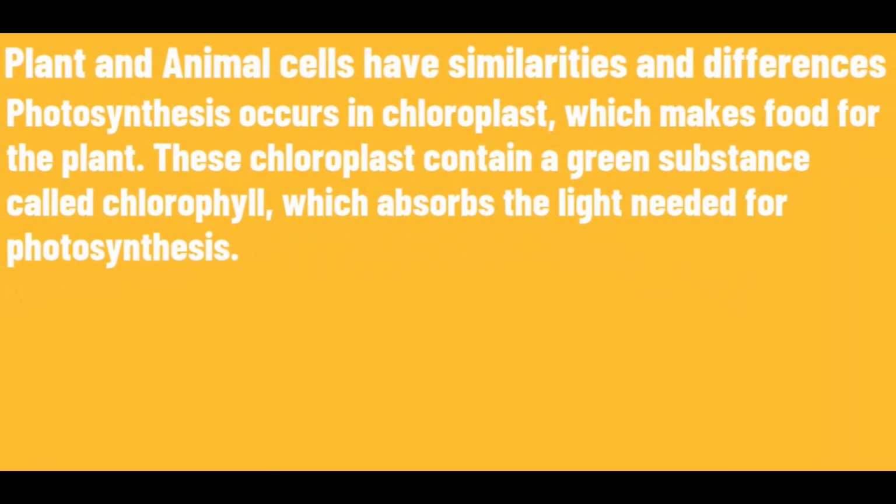Photosynthesis occurs in chloroplasts, which makes food for the plant. These chloroplasts contain a green substance called chlorophyll, which absorbs the light needed for photosynthesis.